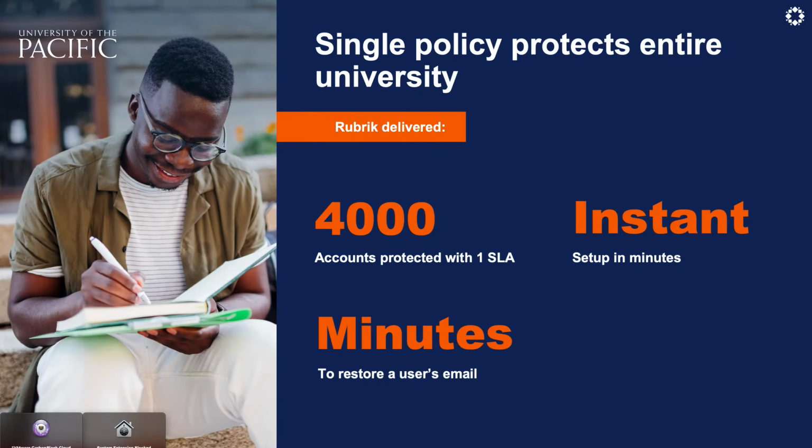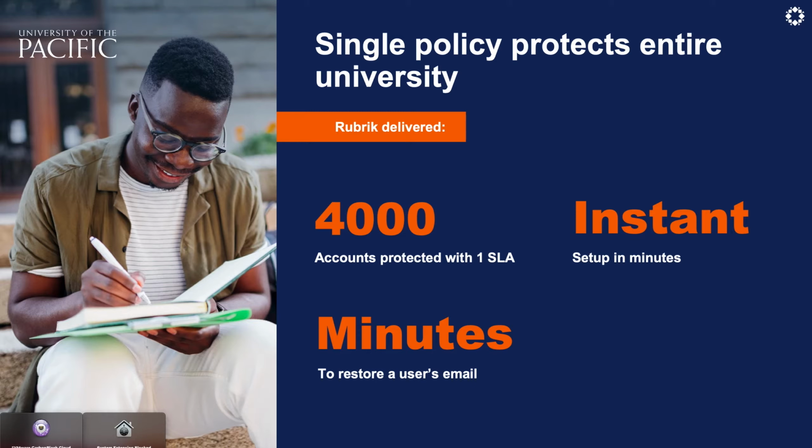Last example. The University of the Pacific. This university is protecting Microsoft 365 with Rubrik, and while they didn't have to deal with a disaster scenario, they were working with a larger audience and need just as much protection. So with Rubrik, the team here feels confident that their mailboxes are protected. Once again, lightning fast setup. It was a snap to set up their integration and instantly protect 4,000 accounts with one SLA.